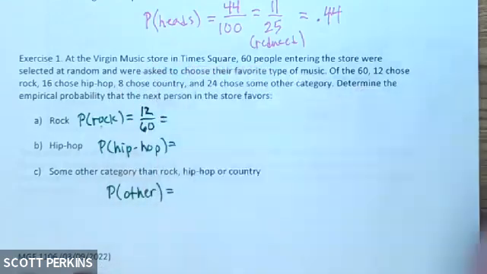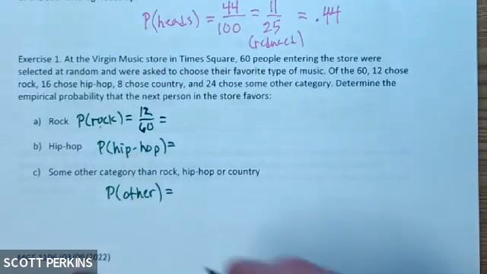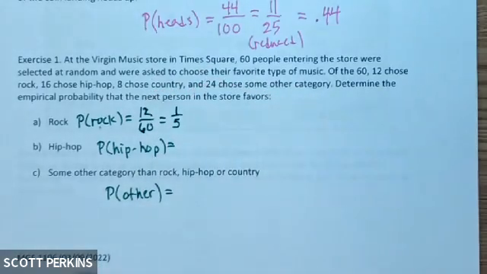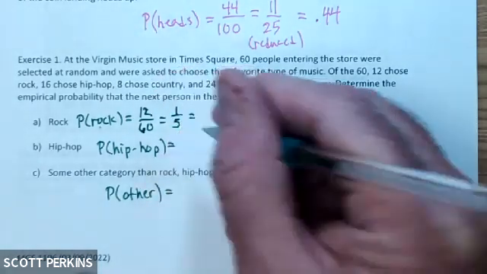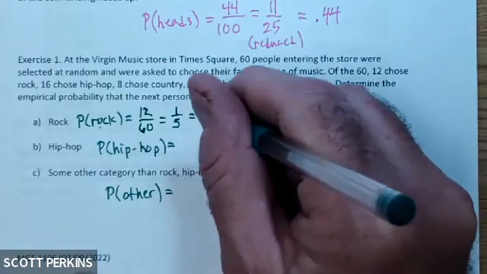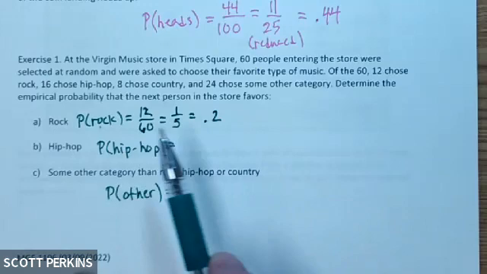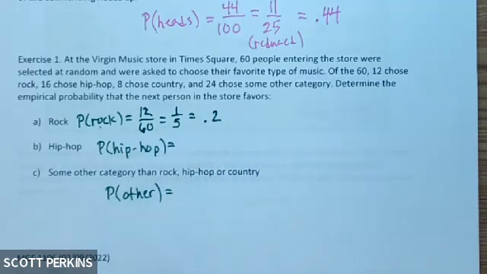Now, if you chose to reduce this, 12 goes into both of those, 12 goes into 12 once, 12 goes into 60 5 times. Or if you chose to make a decimal, 12 divided by 60 is 0.2. By the way, you do not have to do both of those things. I'm just doing both for these first few examples just to show you the options. You only need to pick one way to write the answer, just in case you're wondering.